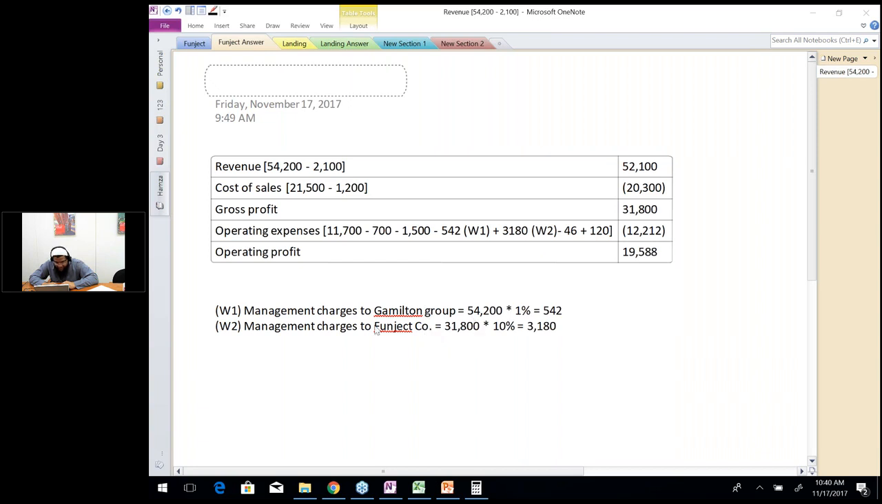Okay, Hamza Ali is asking, sir, can we also add the differential amount? Yes, Hamza, you can add the differential amount. No harm in that. Smita is saying, sir, please explain again about the rent of 46 and 120.